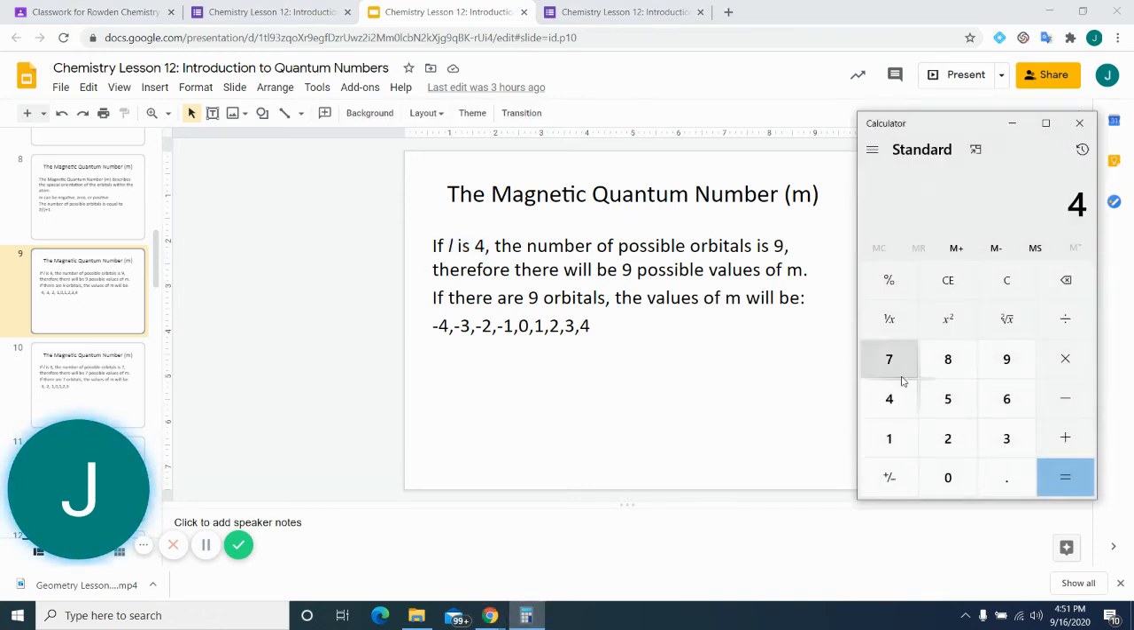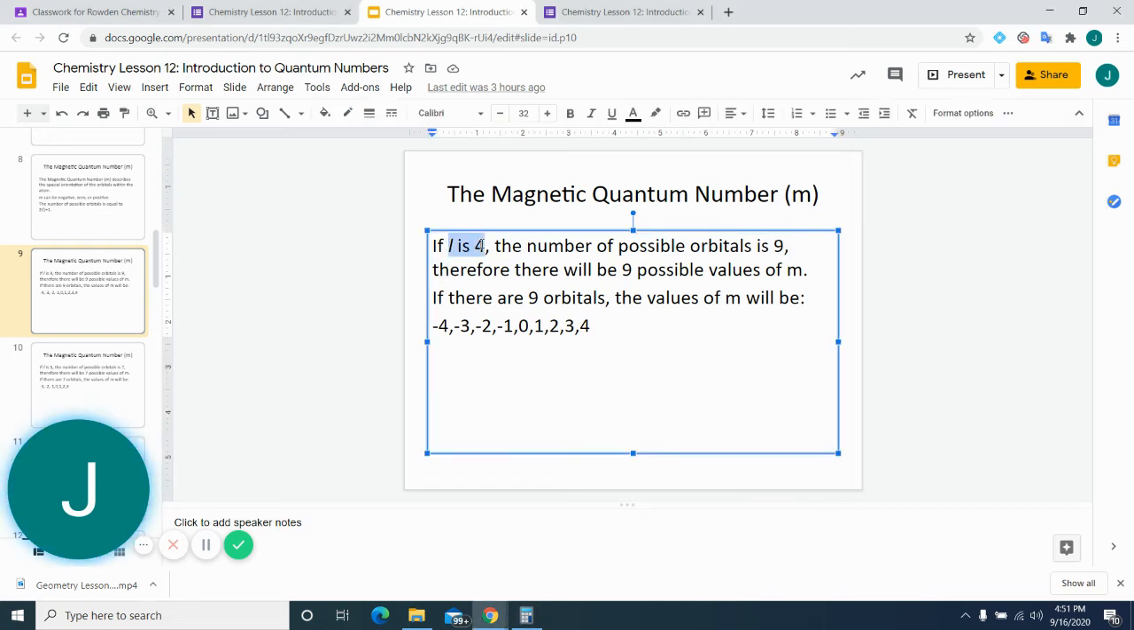So let's do 4 times 2 is 8, and then add 1, we get 9. So if the sublevel is 4, if L is 4, how many orbitals are we going to have? We're going to have 9 possible orbitals. Okay? So that doesn't mean orbital is number 9. It means there are 9 orbitals. It's like saying if you're at the 4th floor, you're going to have 9 rooms.